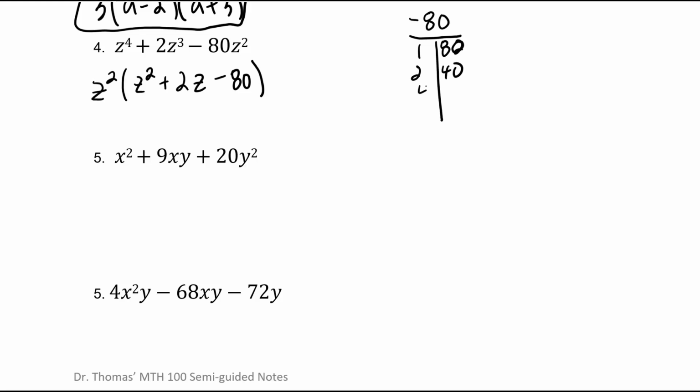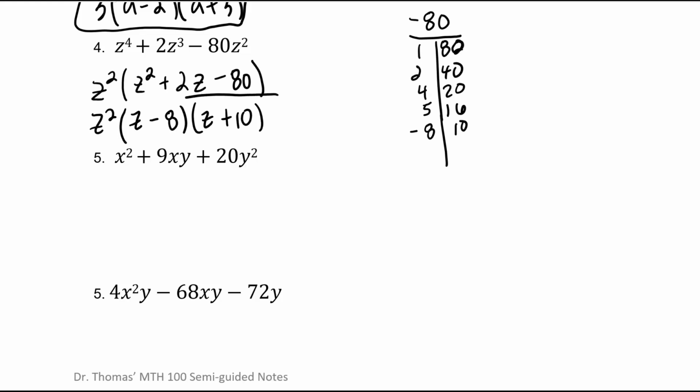We have 4 and 20. We have 5 and 16. We have 8 and 10, for example. What would work? It looks like a negative 8 and 10 will work. So z squared times z minus 8 times z plus 10 would work.